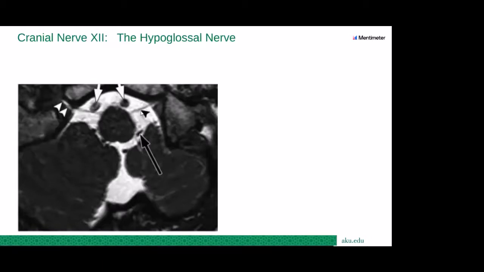So when you are looking for the hypoglossal nerve, look at the vertebral artery and the posterior inferior cerebellar artery, and the thin thread-like structure which is going into the canal, which is the hypoglossal canal, is the hypoglossal nerve.